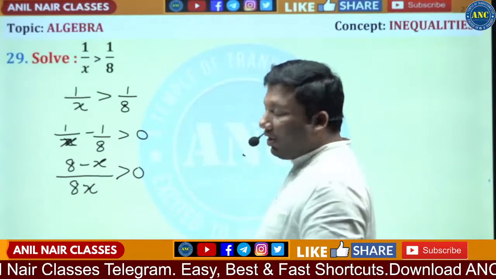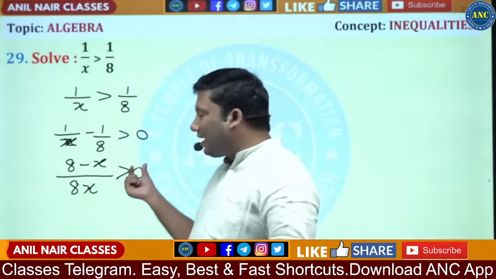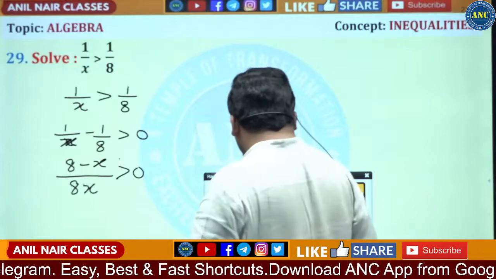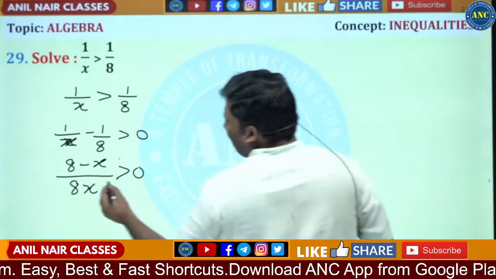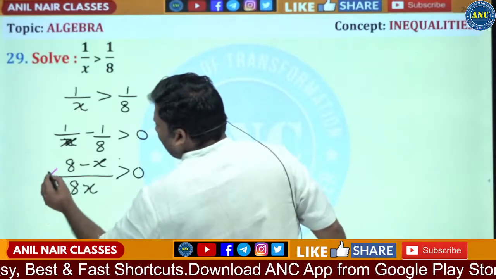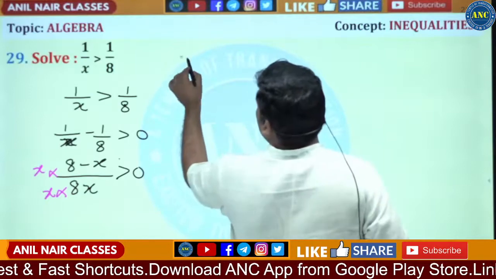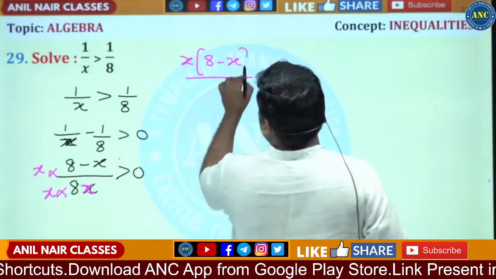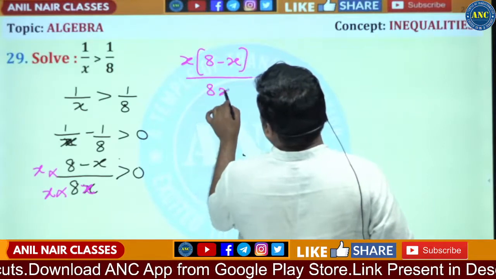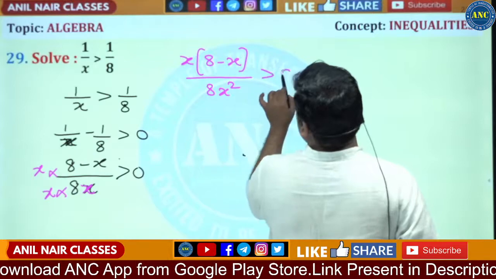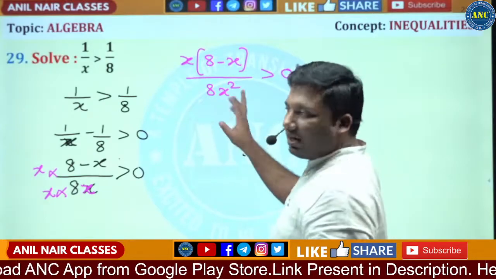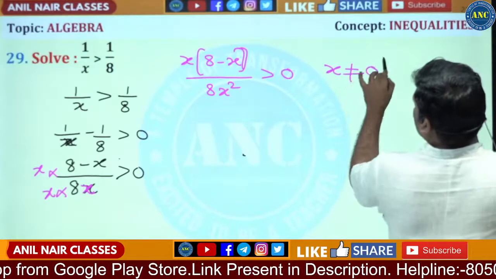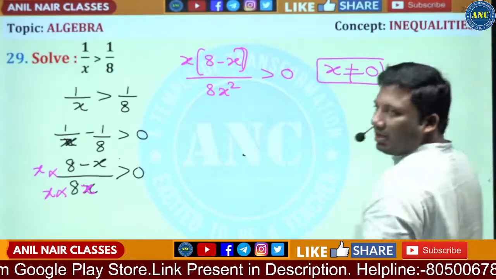We already discussed that whenever it is greater than 0, it is positive by positive or negative by negative. So two cases will arise. What we will do is multiply numerator and denominator by x. So this becomes x into 8 minus x divided by 8x into x, which is 8x square, greater than 0. x square is always positive. The denominator cannot be equal to 0, so x is not equal to 0.